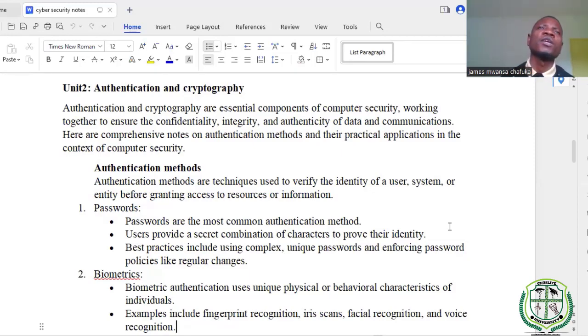So here, in order for a user, a system, or an entity to access the information, they need to actually enter the password, which is very much important. Then apart from that, best practice includes using complex, unique passwords and enforcing password policies, like regular changes.